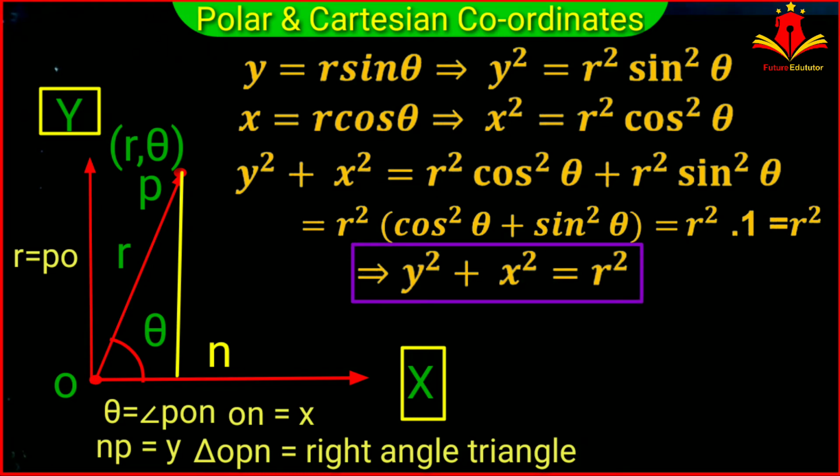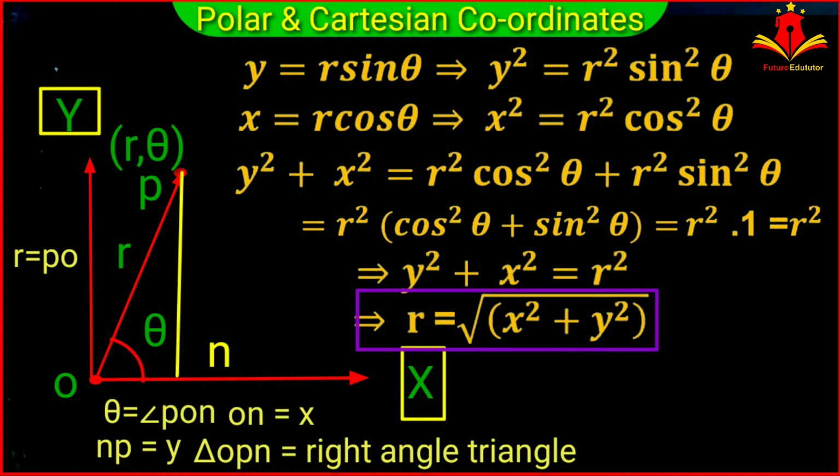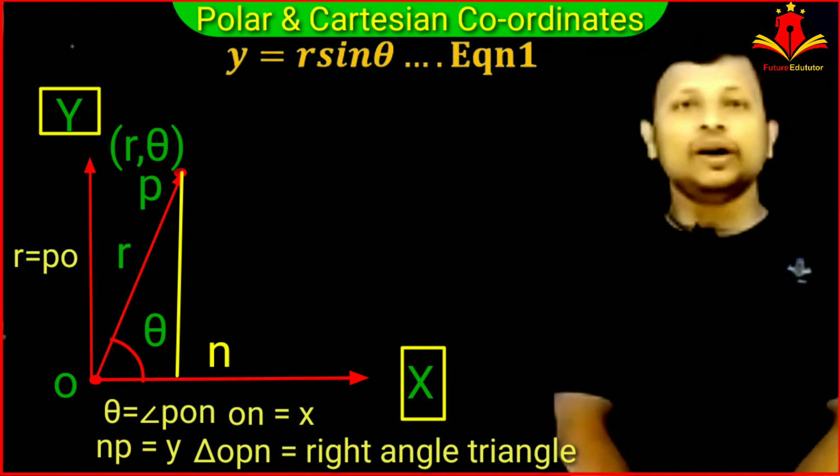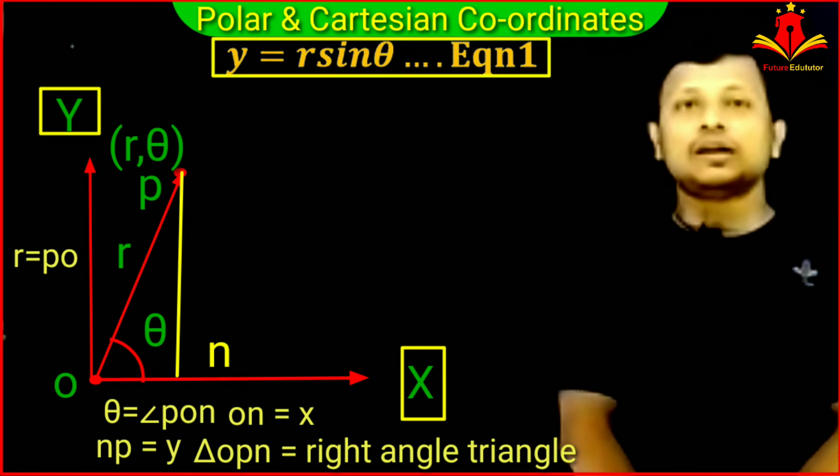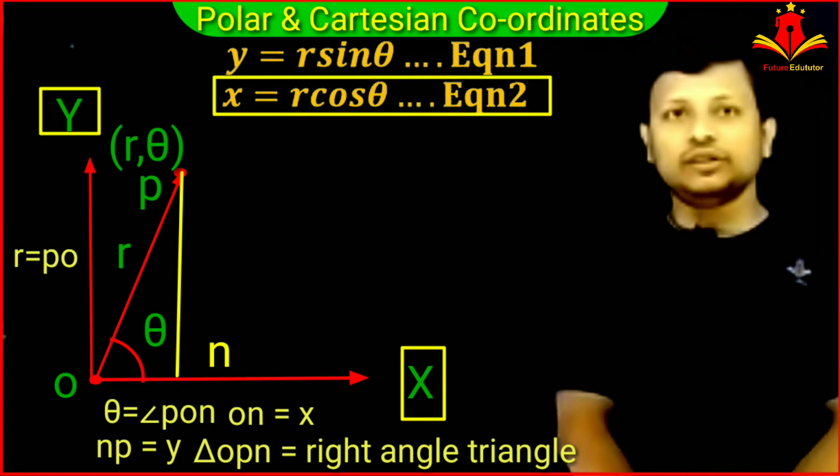And r equals under root of x square plus y square. We take the positive sign here as we measure the distance between the two points O and P. Always we take the positive value of r.